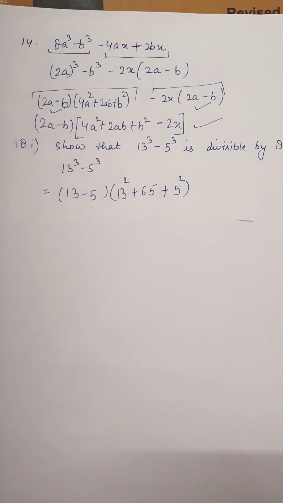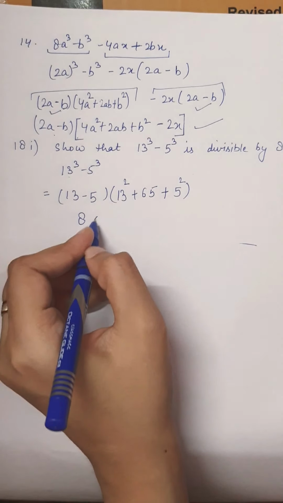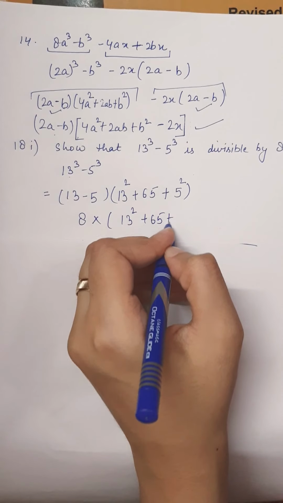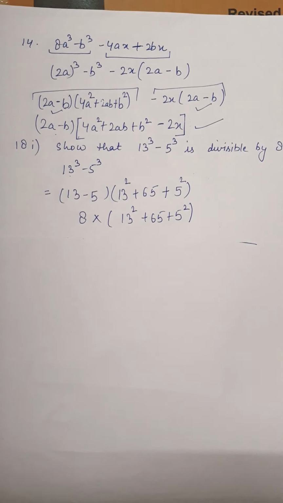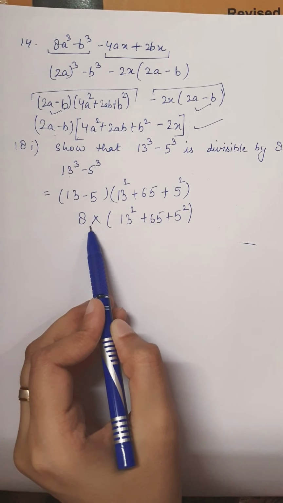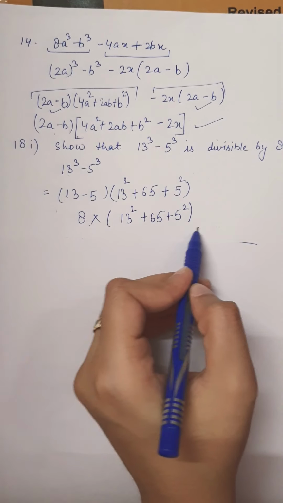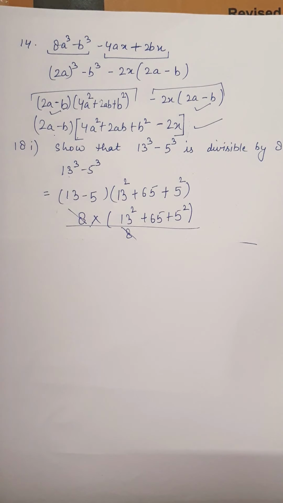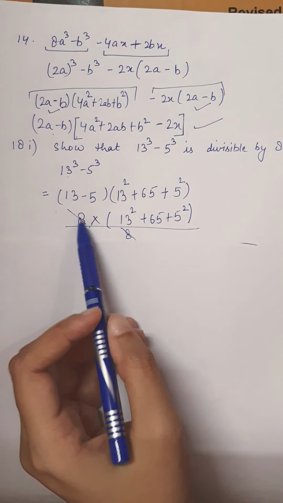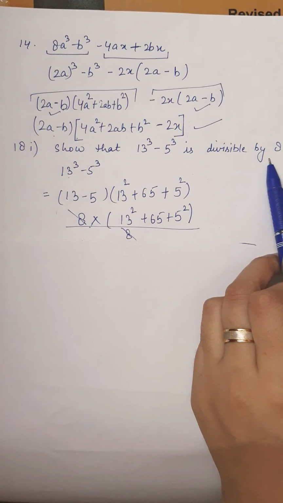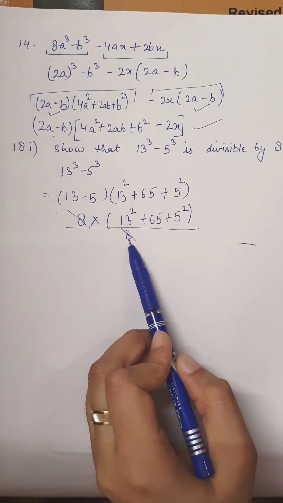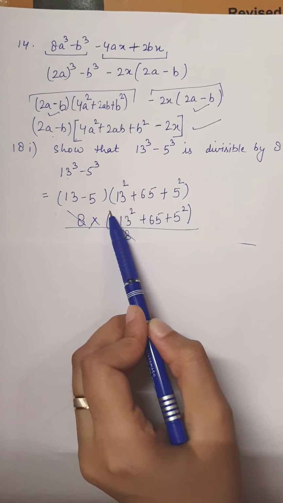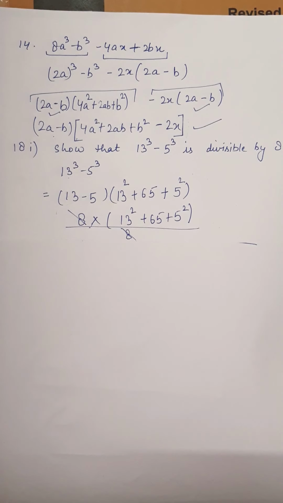Now 13 minus 5 is 8 into, it does not matter what this bracket will be. Here I got 8, so that means if I divide this whole expression by 8, this is completely divisible. So you only need to apply the identity and see whether this expression is divisible by 8 or not. So in this particular question, yes, it is divisible by 8 without actually going into deep calculations. So that's it for today.